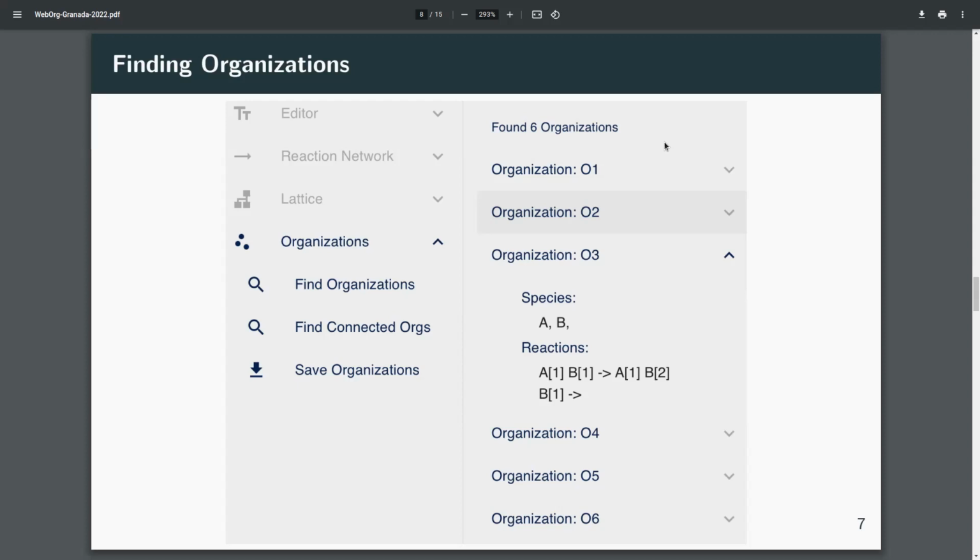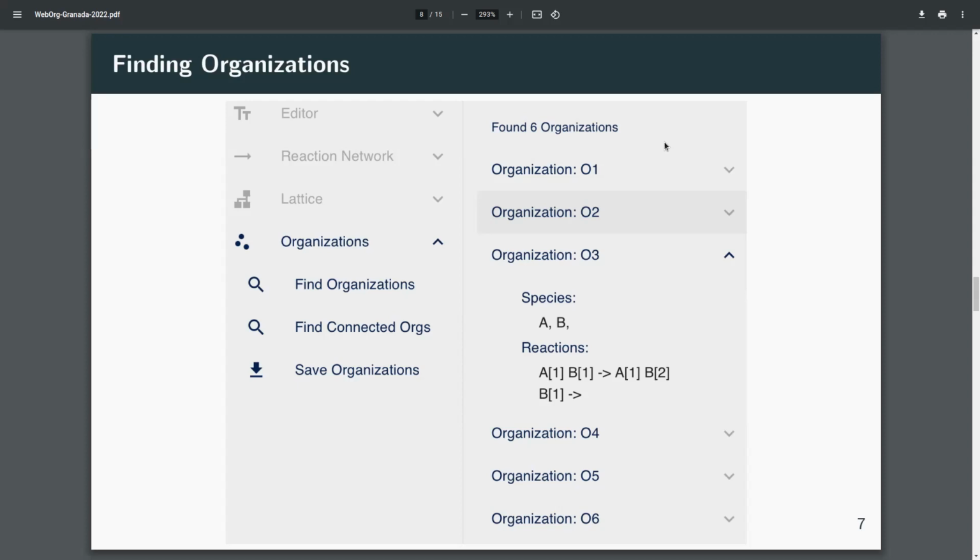In organization 3, we had 2 species, A and B, and these reactions make up the closure of this subset. When you click on Save Organizations, it will create an orgml file and then download that.